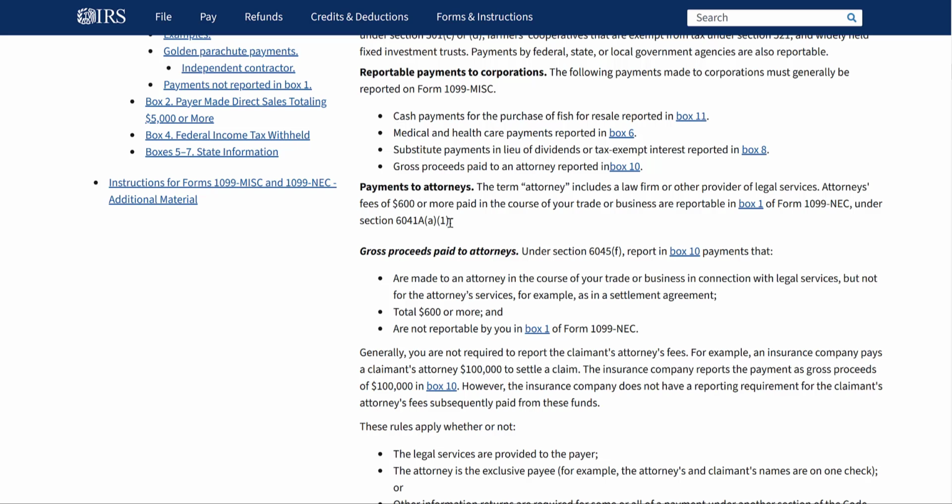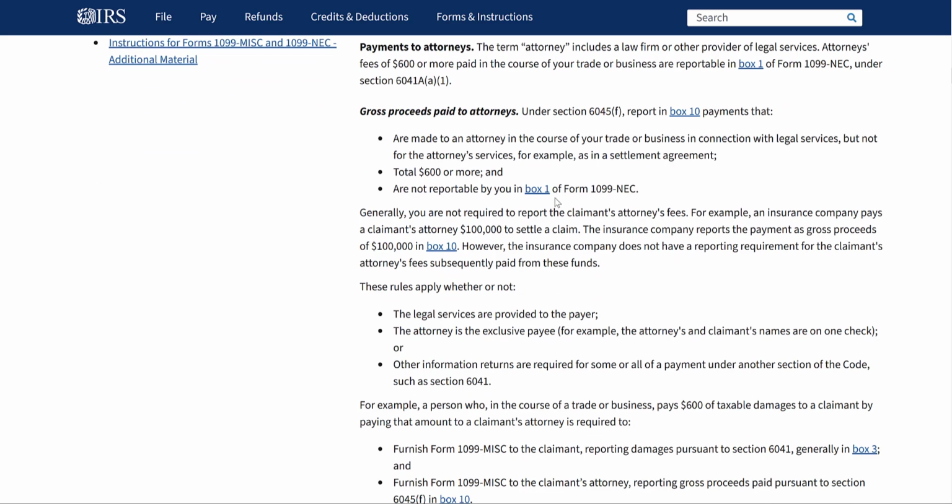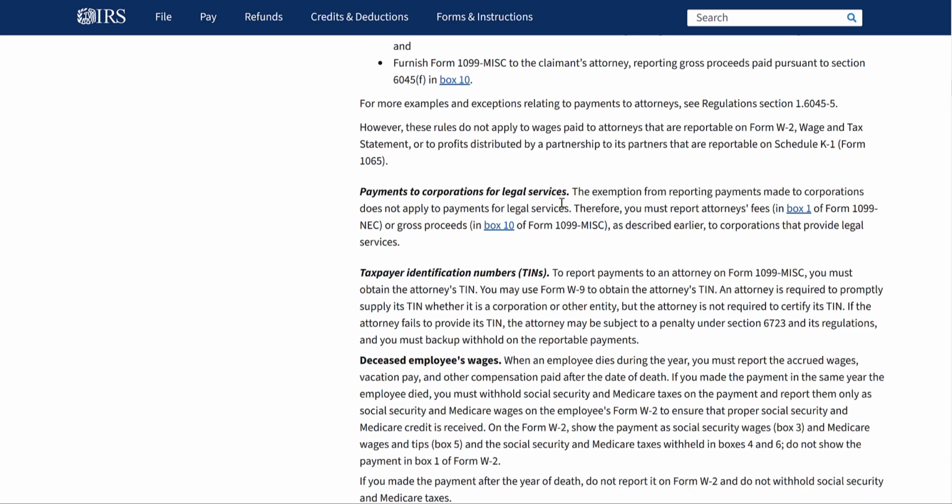Attorneys are the same. If attorneys are corporations, you still have to report payments to attorneys, okay? Even if they are corporations. So right here, payments to corporations for legal services. Obviously, the actual legal services themselves go on 1099 NEC. Other payments to attorneys go on 1099 miscellaneous.